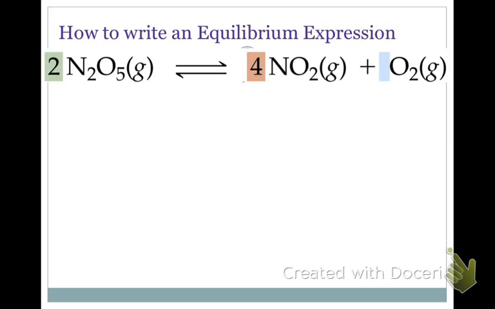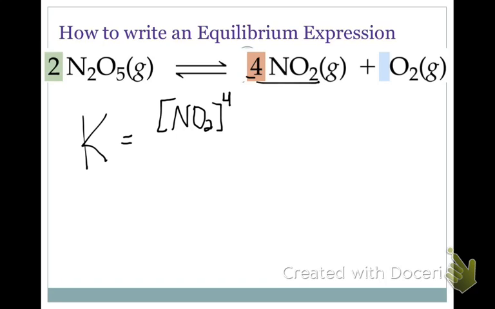Let's give you an actual example here. So here we have 2N2O5 gas in equilibrium with 4NO2 gas and oxygen gas. So if we want an equilibrium expression, we set this all equal to K, and we're going to take the products first. So let's do the first product here, which is NO2, and I'm writing the brackets around it to show the concentration, and that's raised to the fourth power because that coefficient 4 ends up becoming an exponent. Here we're going to multiply it by the next product, which is oxygen. And oxygen doesn't have a coefficient, it's an imaginary 1, but anything raised to the 1 power is just itself.